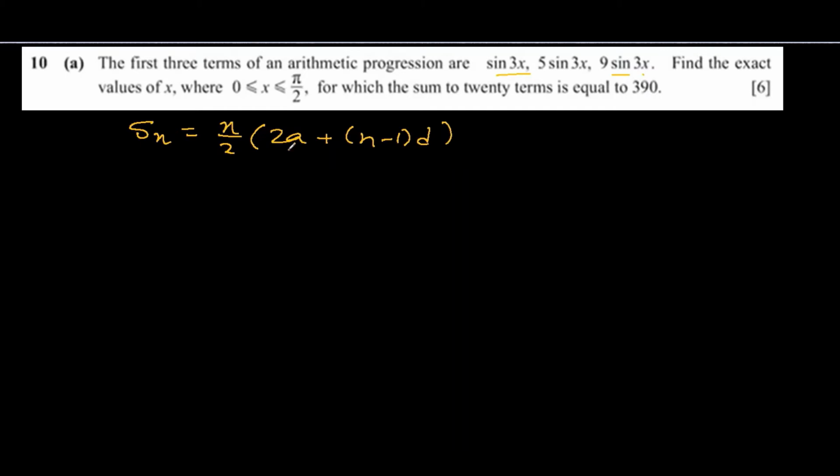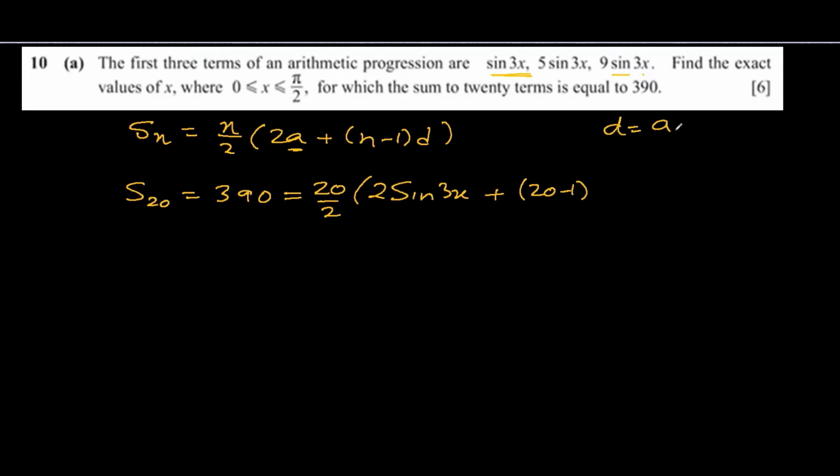Okay, do we have a? Yes, we have a, sine 3x. Do we have n? Yes, we have 20. So they said S20 is equal to 390, which will be 20 over 2 times (2 sine 3x plus (20 minus 1) times d). Alright, d is not known to us, so we can find d.